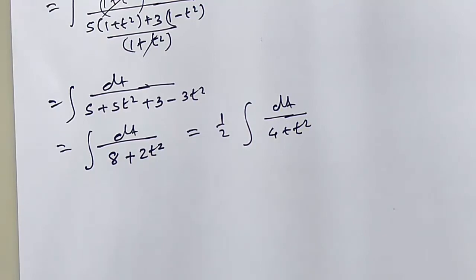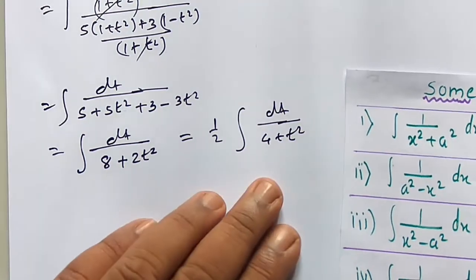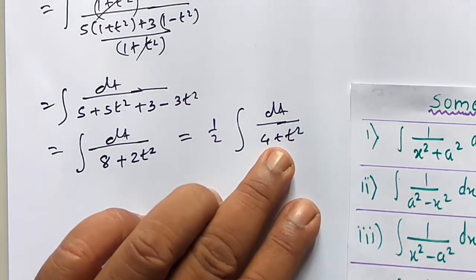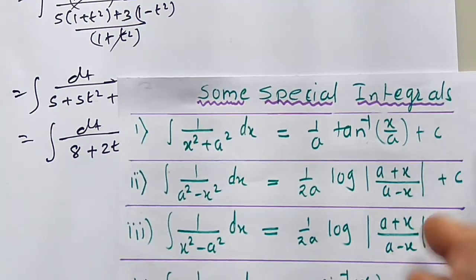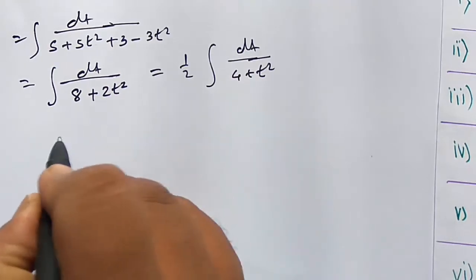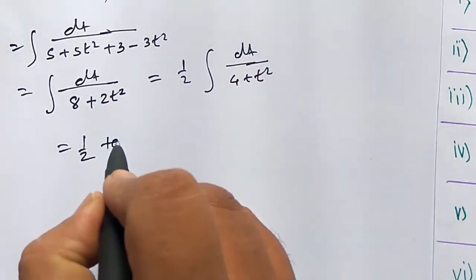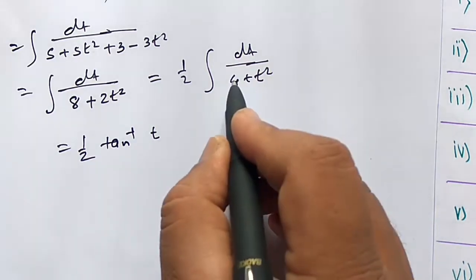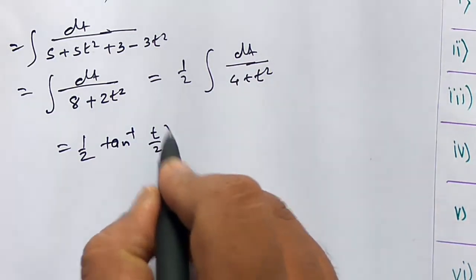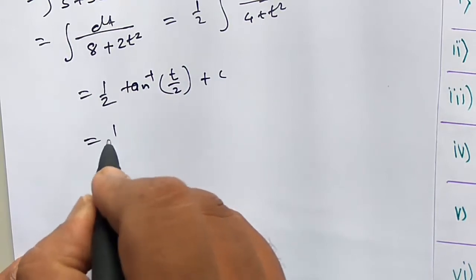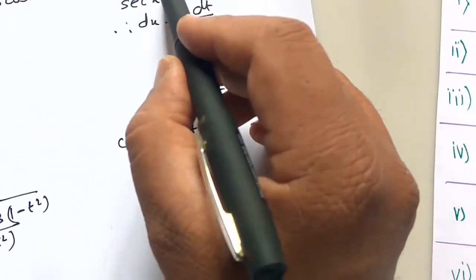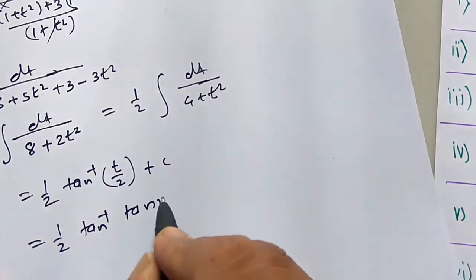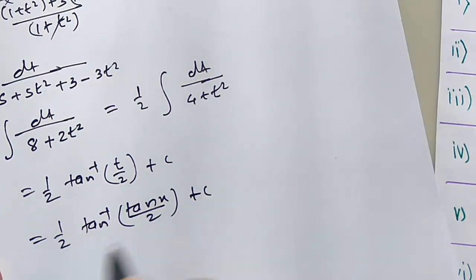The integration of such type of example, here integration of 1 upon a square plus t square is equal to 1 upon a tan inverse of t by a plus c. So using this, it is equal to 1 upon 2 tan inverse of t, here 2 square is 4, so it is divided by 2, plus c. We have taken t as tan of x by 2, so it is 1 upon 2 tan inverse of tan x by 2 plus c. So this is the answer.